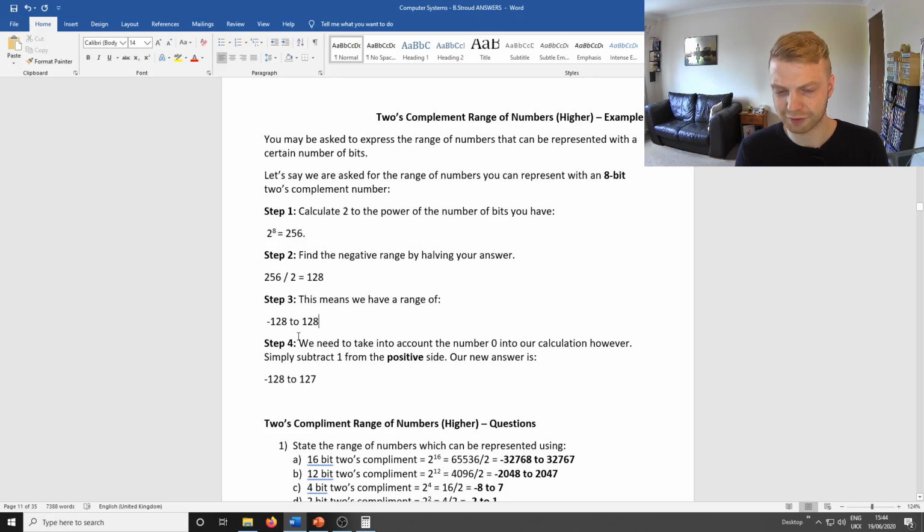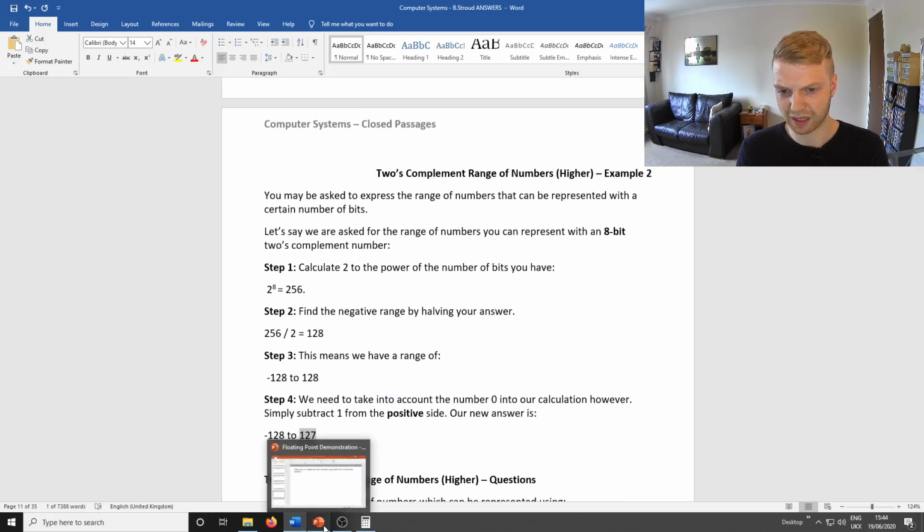You might have noticed though, if you count 0, that gives you 257 possibilities, which isn't how it works. So you've got to subtract 1 from the positive side. So it becomes negative 128 to 127. That's because 0 is positive in 2's complement. There's something called 1's complement, which has a negative 0 and a positive 0. I don't really know how that works, but that's definitely a thing. But as far as we're concerned, 0 is positive, so you take away 1 from the positive side.